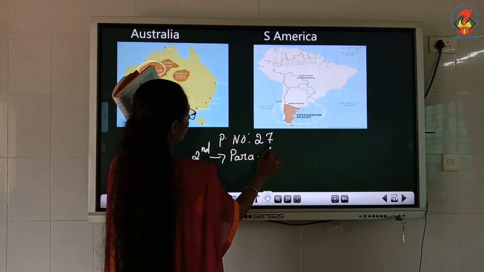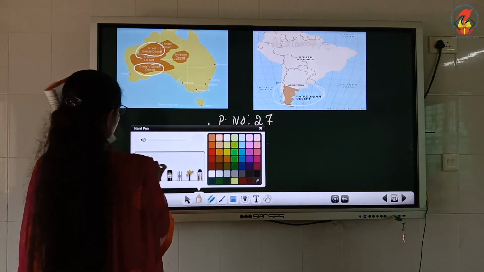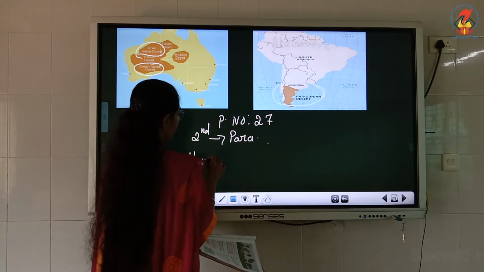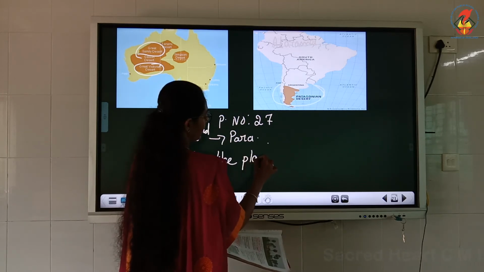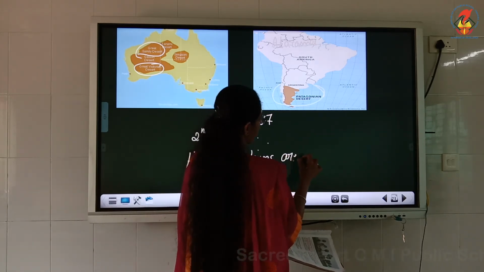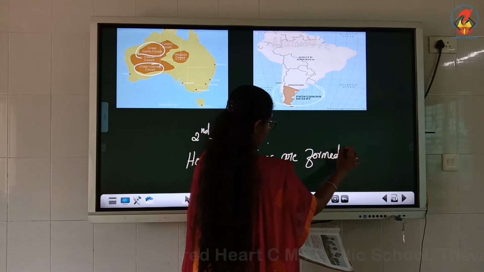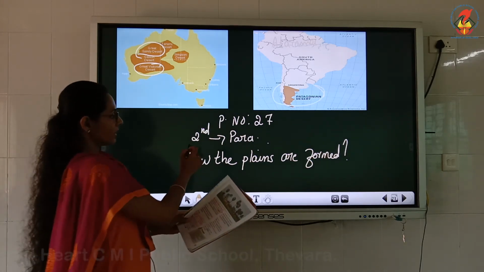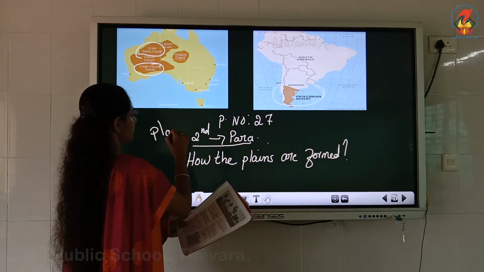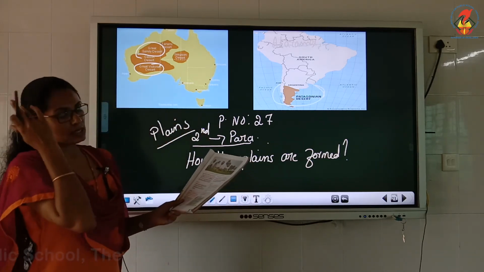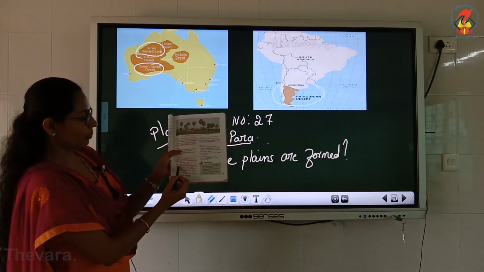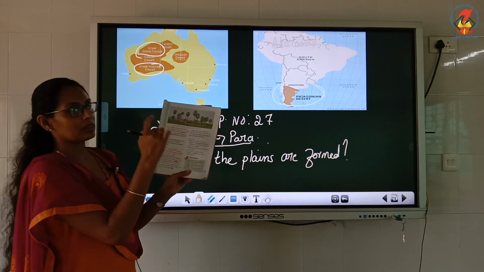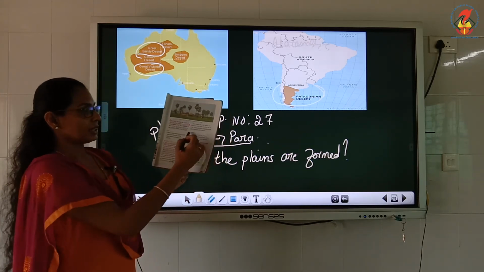Write the question: how are the plains formed. That is the question. The second paragraph under the heading plains, the full paragraph is the answer. So write the question and mark from here to here. The next one is importance. Put a tick mark on the three orange dots given, that is importance.